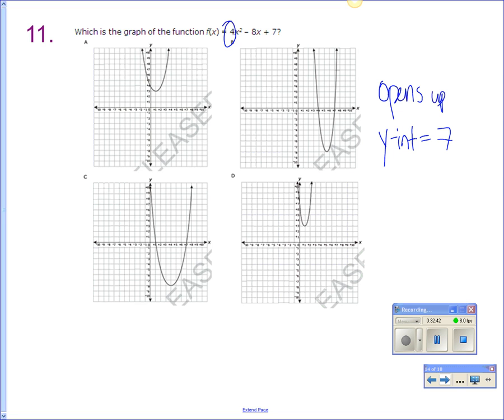All right, so let's look here. Does A go through +7? Okay. Does B go through +7? Does C go through +7? 1, 2, 3, 4, 5, 6, 7. Nope. What about D? So the answer is D.